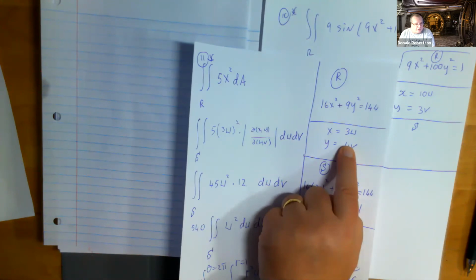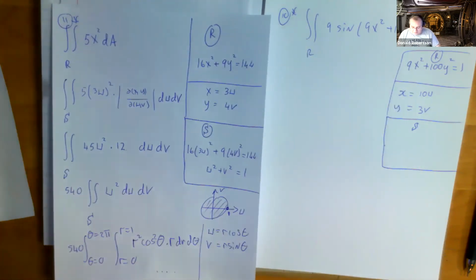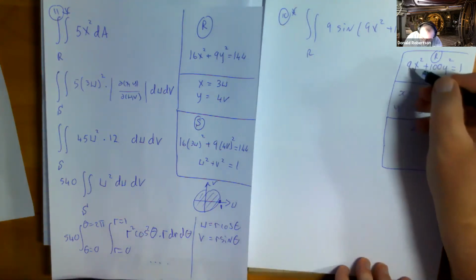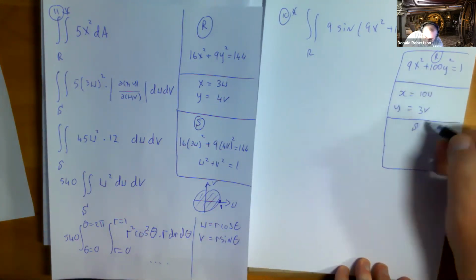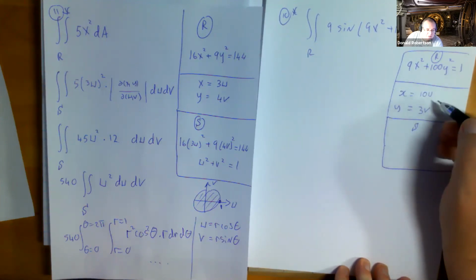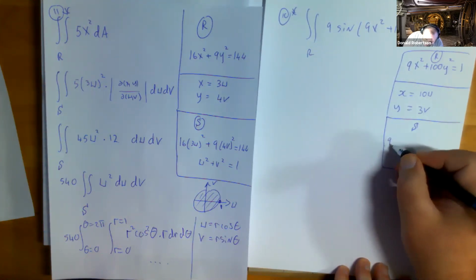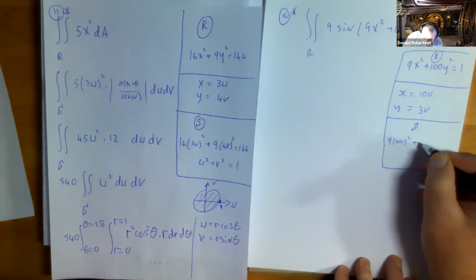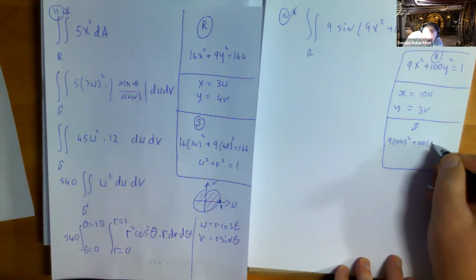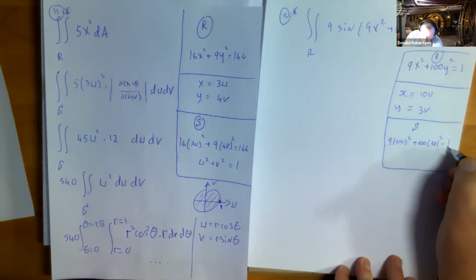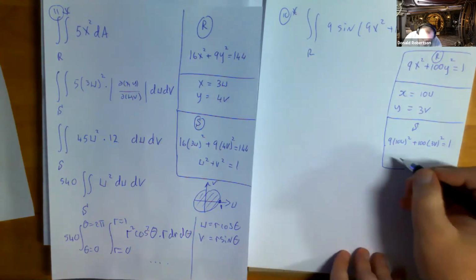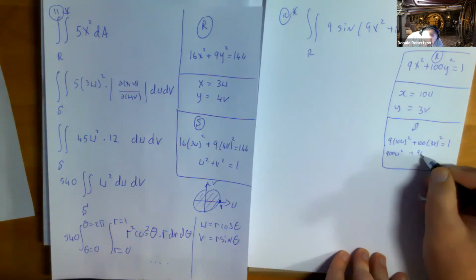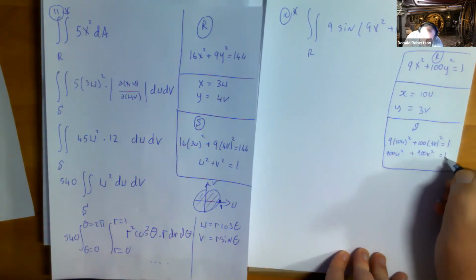So I kind of used a similar question. Now you might think, well, how's that going to help? Well, let's find out what this looks like when you convert it into this fella here. Well, it's going to be 9 lots of 10u squared plus 100 lots of 3v squared equals 1. And that's going to be 900u squared plus 900v squared equals 1.